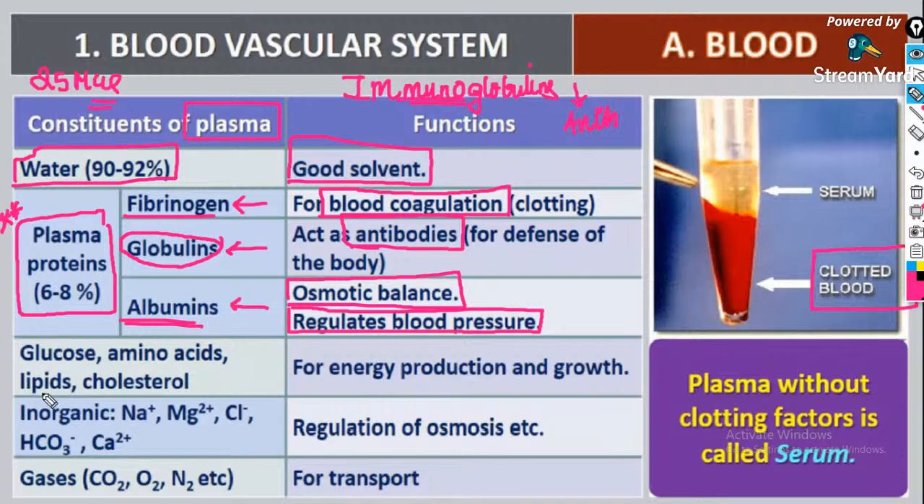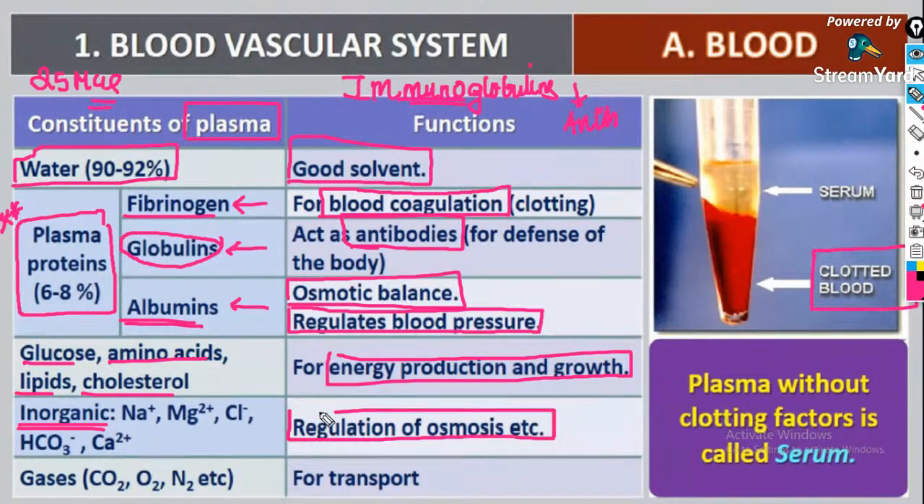Next is the glucose, amino acids, lipids, and cholesterol. Glucose, amino acids, lipids, and cholesterol are required for energy production and growth. Then inorganic ions are present, which are required for the regulation of osmosis, and certain gases are required for transport.